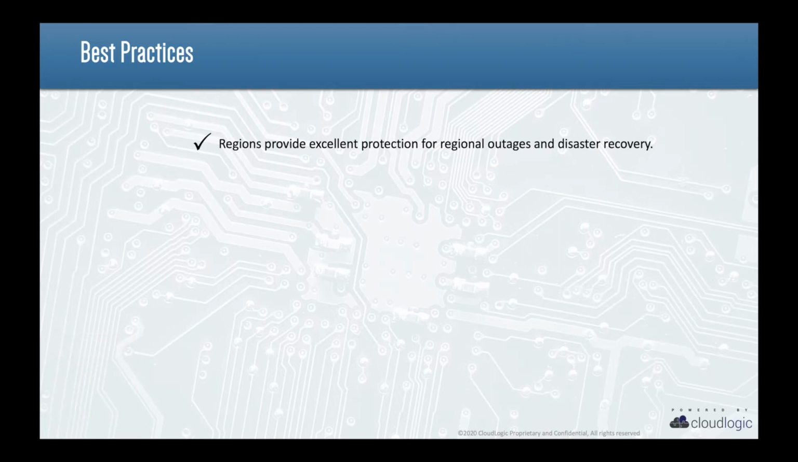So let's talk about a few best practices. Regions provide excellent protection, providing diversity when it comes to regional outages and major disasters. And just like regions provide that kind of diversity, availability zones provide that kind of diversity within a region. So this provides a multiple defense in depth layer to ensure that access is always available and that applications are made highly available.